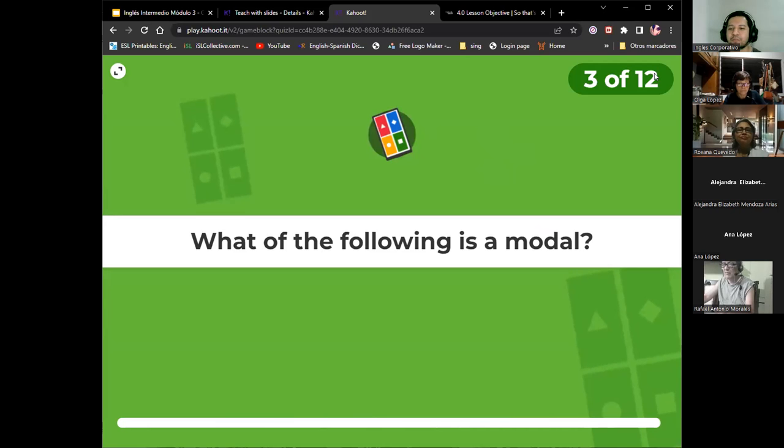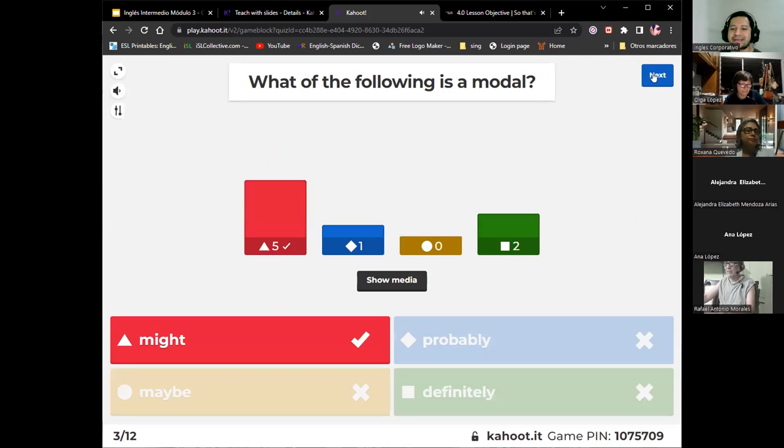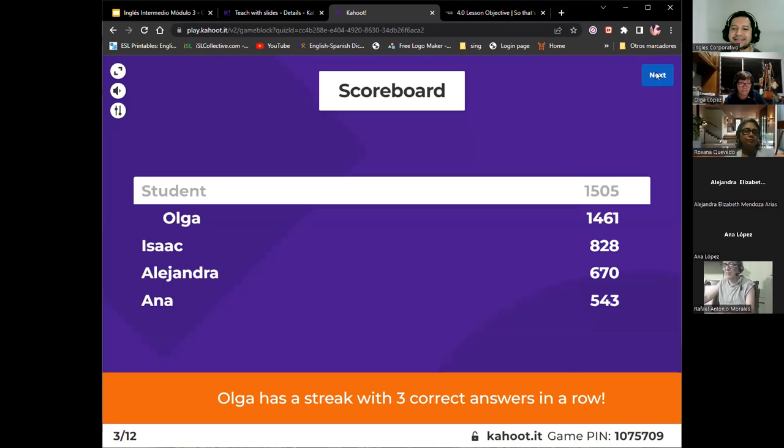Which of the following is a modal? ¿Cuál de estos es un modal? Might, probably, maybe, definitely. Okay, you have 10 seconds. Might, very good. Might is a modal verb. Probably, maybe, and definitely are adverbs, right? Adverbs. Next one, let's see.